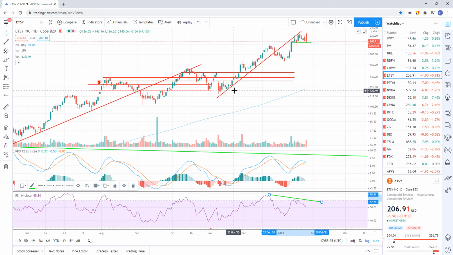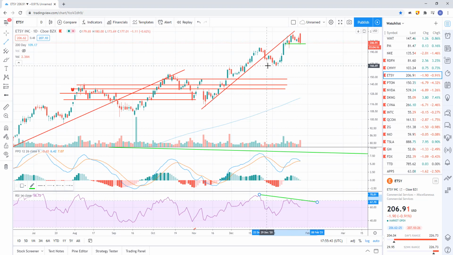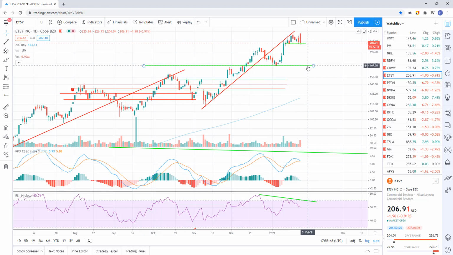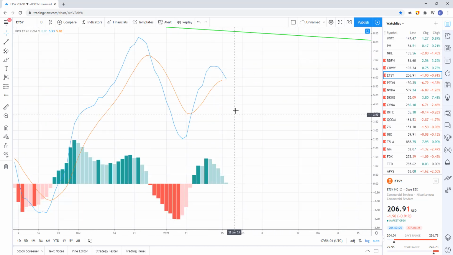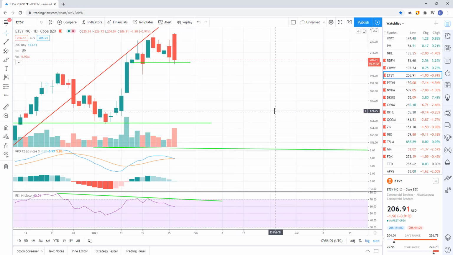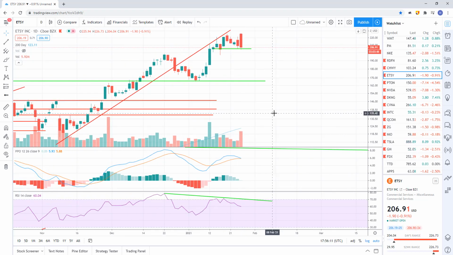Where does Etsy go? Well, there's some support down in these areas, and there's clear support right here as well. If we break momentum and it starts to head down, which I believe it will, the negative divergence tells me 167 will be the next level of major support. And so we'll watch that. You can see the PPO on Etsy is about to make a bearish crossover right there. It hasn't done it yet, so we've got to wait for that. But until then, I think this thing is going lower.